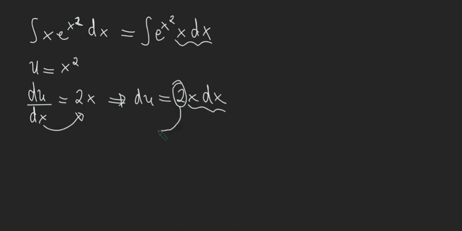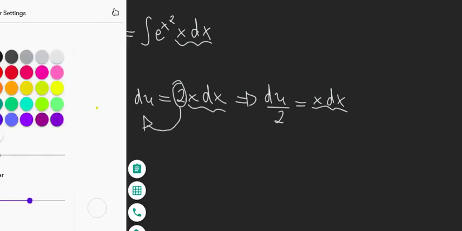So I will pass the 2 to the other side. So doing this, du divided by 2, because 2 is multiplying here, is equal to x dx. Now I have precisely what is written here. So let me change color and let's continue the computation.